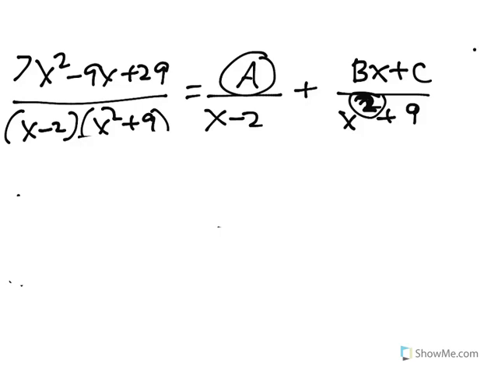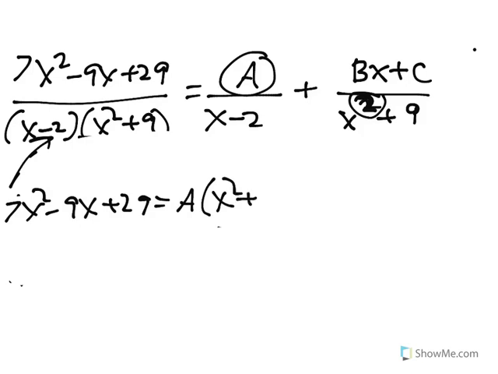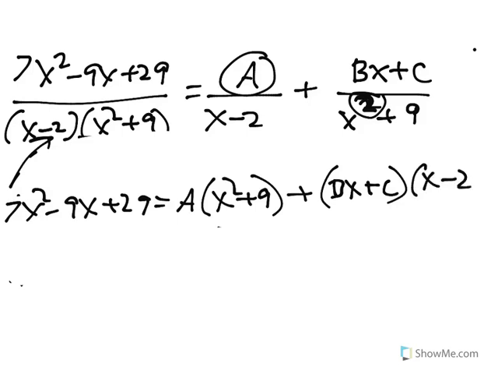Here's the way we continue now. We multiply everything by this denominator, so we get 7x squared minus 9x plus 29 equals a times x squared plus 9 plus, complicated here, the bx plus c, good idea to put that in parentheses, times x minus 2. Now, as far as convenient values go, the only convenient value is x equals 2. That would make this thing into 0.